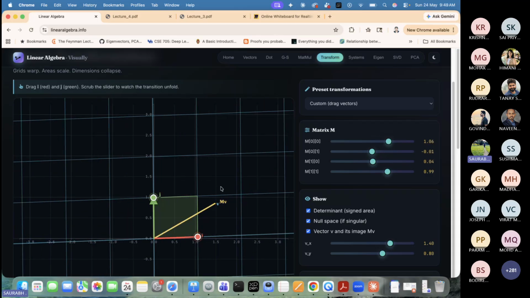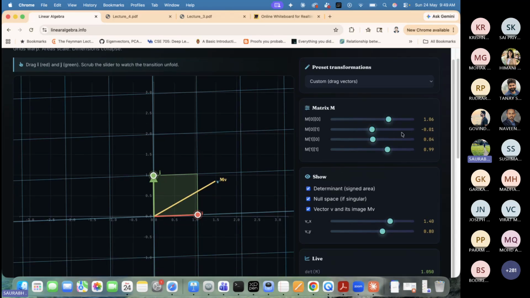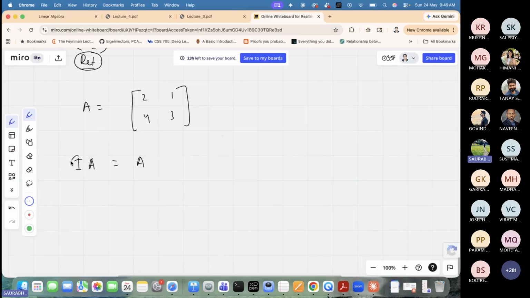Now you are able to see that this is the entire two-dimensional grid that you have. Let's say that this is 1 0, 0 1. You see that there is no transformation that it does, right? So when I multiply a matrix with the identity matrix, nothing happens. Just like when you multiply 2 by 1, it doesn't scale. That's what the identity matrix also does. It doesn't do anything.